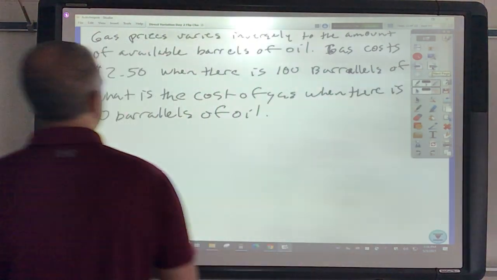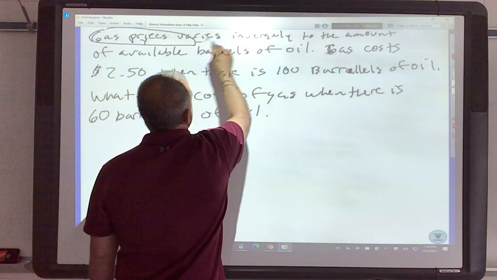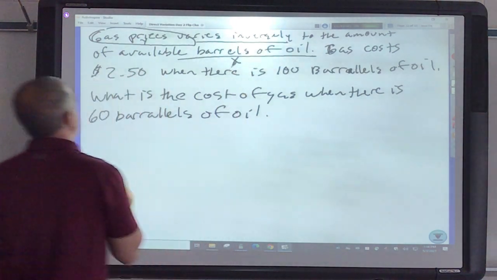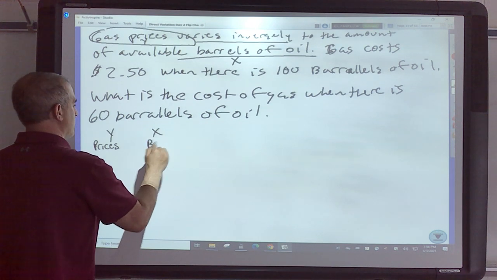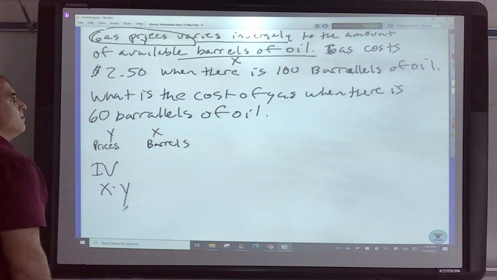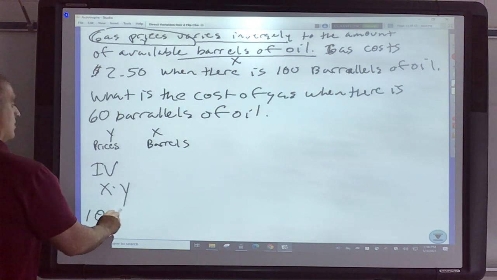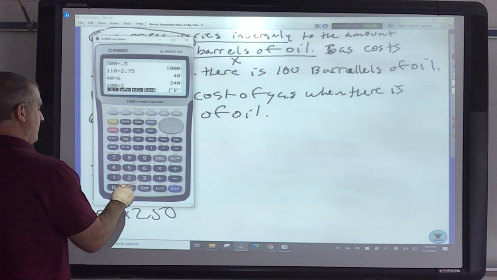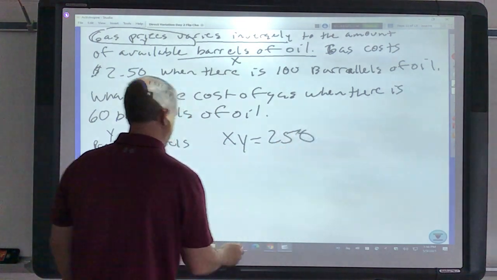So gas prices. That's going to be my y. Varies inversely to the amount of available barrels. That's going to be x. So I got y for prices, x for barrels. Since they tell me it's inverse, I'm going to do x times y to help me figure this out. So I got 100 barrels times 2.50. That's 100 times 2.5. So what I would have is xy equals 250.